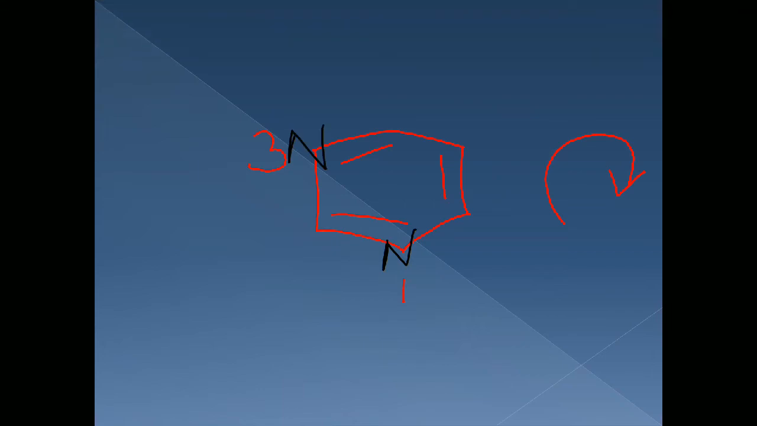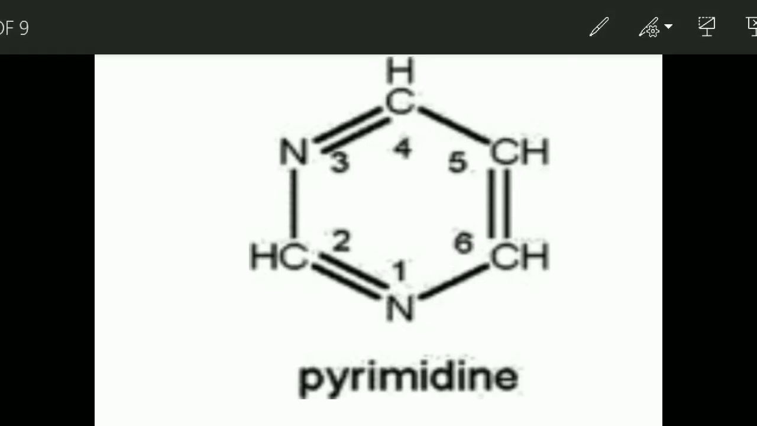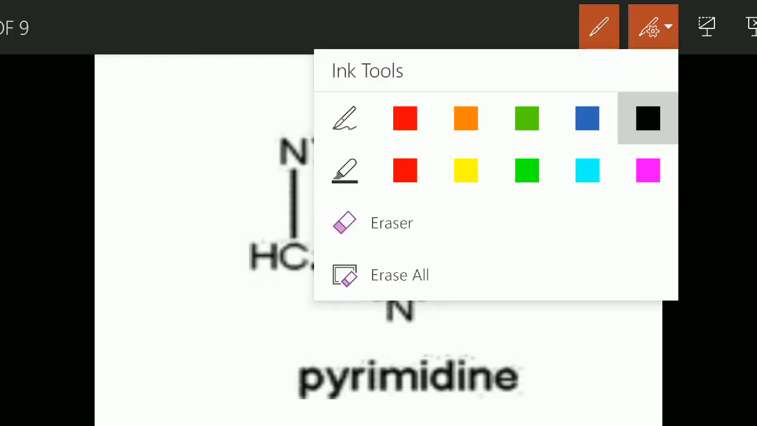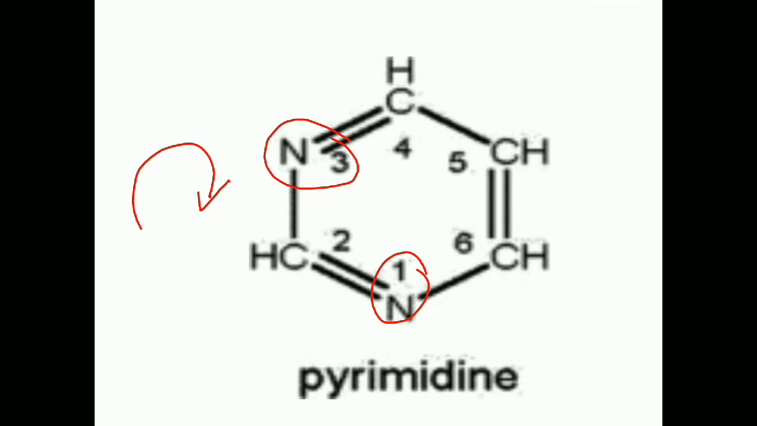For a much clearer picture, we have this slide. You can notice the numbering is in clockwise direction, that is this direction. Now, the nitrogen is present in the first and the third position. The entire system is conjugated, that is, it has alternate single and double bonds. So this is a pyrimidine structure.